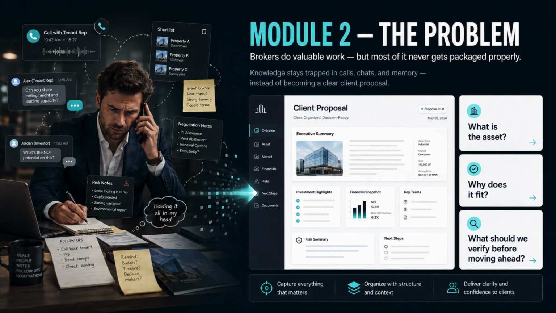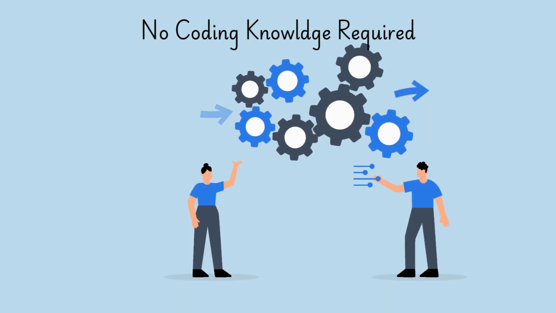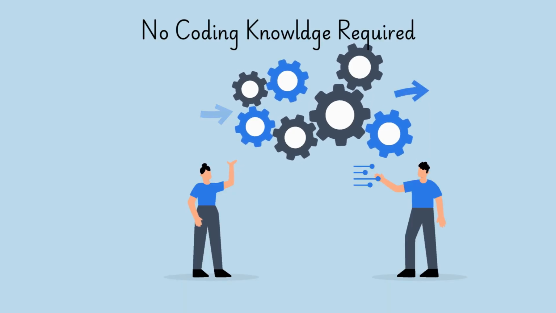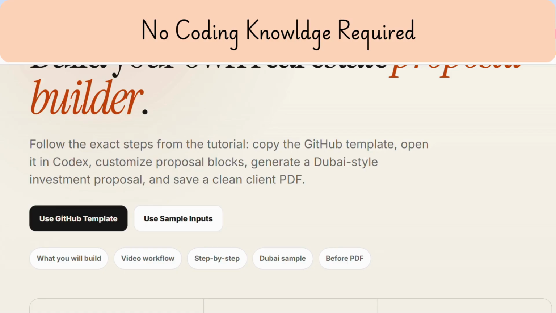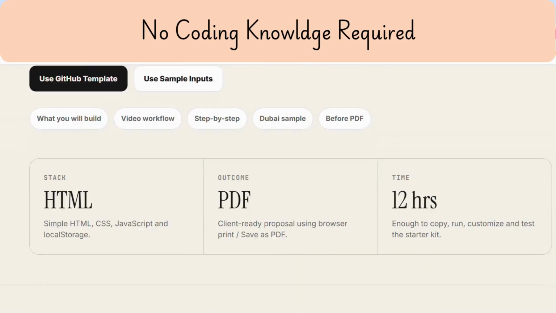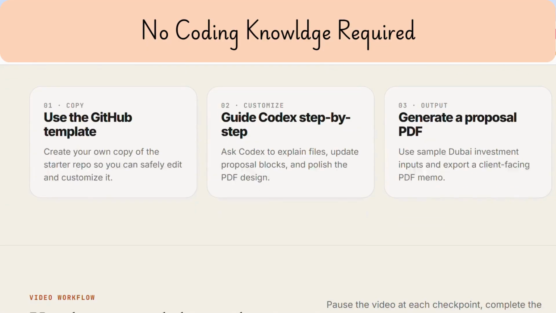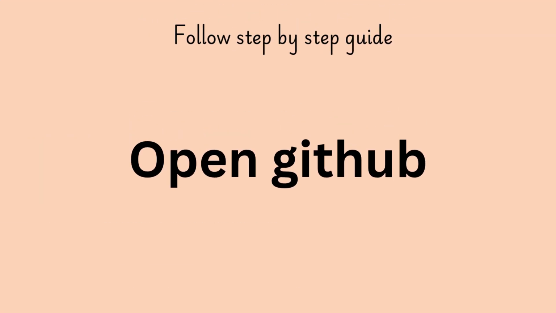This is the important shift. People do not always want another monthly software subscription. Many people want do-it-yourself solutions. They want to understand how to build small tools that solve their own workflow problems. So this project is both a product and a tutorial. The product is a broker proposal builder. The tutorial is the step-by-step process to build and customize it. If you understand the business workflow, AI can help you create the tool.